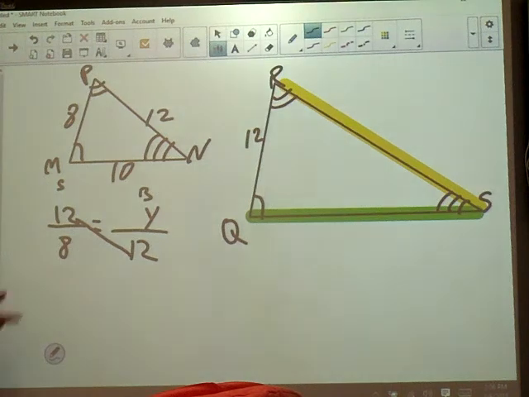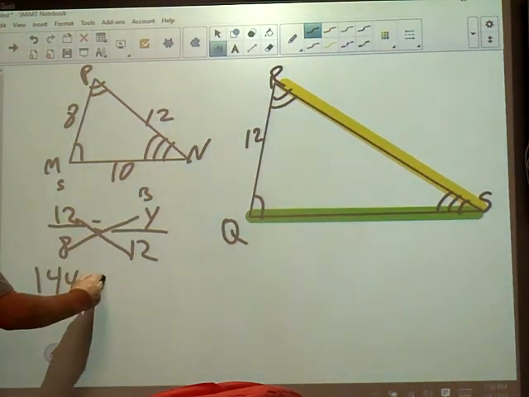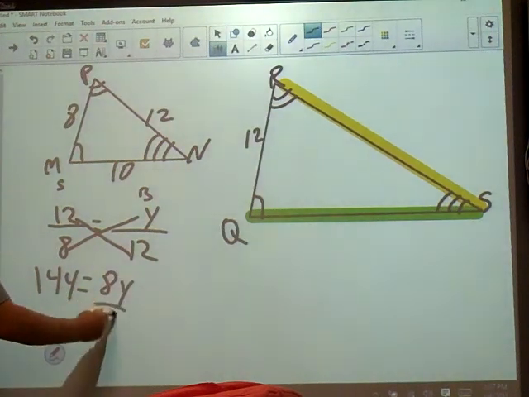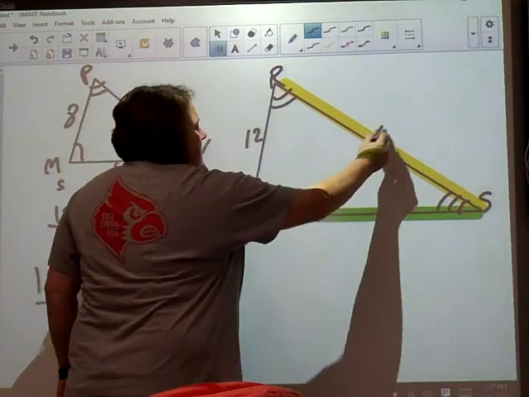Where's the 10? Oh, we can only do one at a time. After we get this one answered, we'll have to go back and do it in a minute. Okay, so cross multiply, 144 equals 8y. Divided by 8. What's 144 divided by 8? 16. 18. So yellow would be 18.